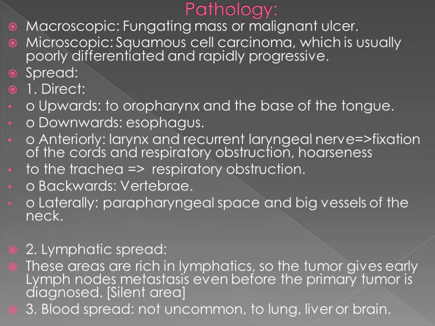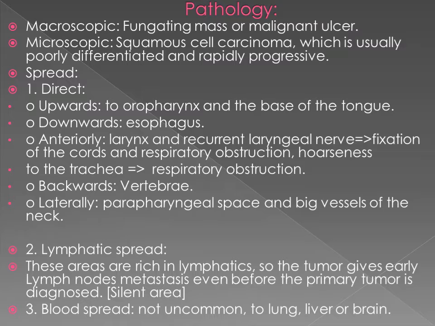Directly, it spreads upwards to the oropharynx and the tongue base, downwards to the esophagus, and anteriorly to the larynx, invading the recurrent laryngeal nerve, leading to fixation of the vocal folds and respiratory obstruction, stridor and/or hoarseness. It also spreads to the trachea, leading to respiratory obstruction and stridor, backwards to the vertebrae, and laterally to the parapharyngeal space and the big vessels in it, in the carotid sheath.